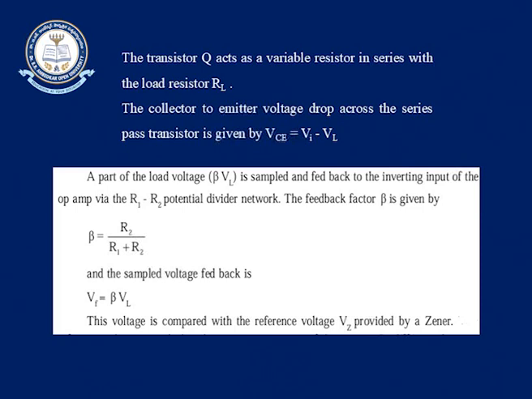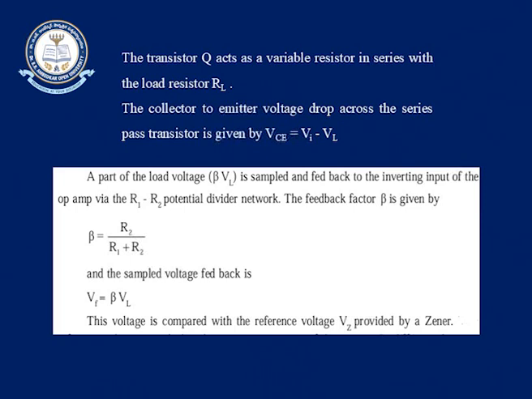Here a fraction of the output which is fed into the input signal is called feedback. That feedback is also observed in this concept. A part of the load voltage, where beta is the feedback constant and VL is the load voltage, is sampled and fed into the inverting input of the operational amplifier via resistors R1 and R2, which form a potential divider network. From the diagram only we are discussing all these concepts. The feedback factor beta is nothing but R2 by R1 plus R2.